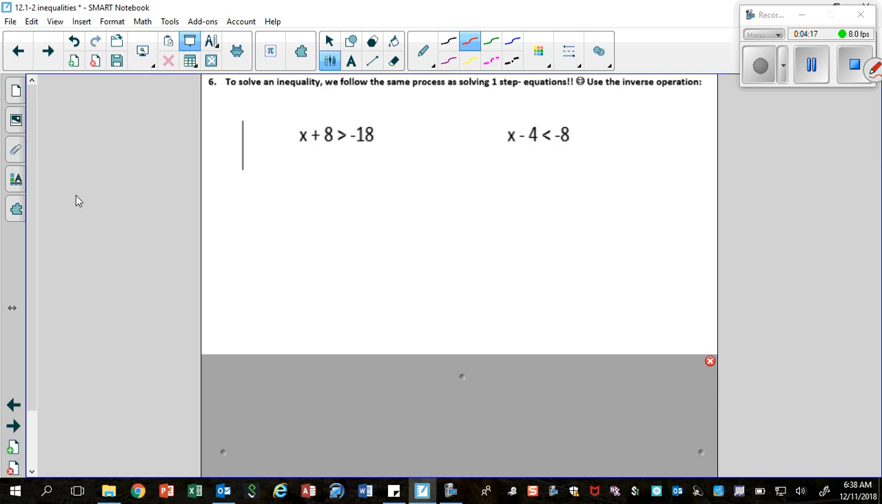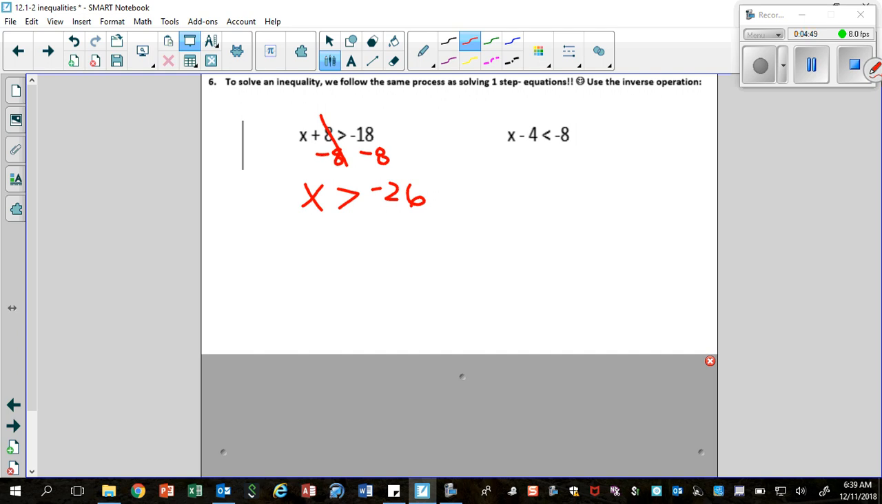In order to solve this, again, it's adding, so we're going to do the opposite, which would be to subtract. We'll subtract 8 from both sides. 8 minus 8 cancels out. We're left with x is greater than, I'm just going to bring down the sign, and then we have -18 minus 8. We've got -26. Same process as one-step equations.